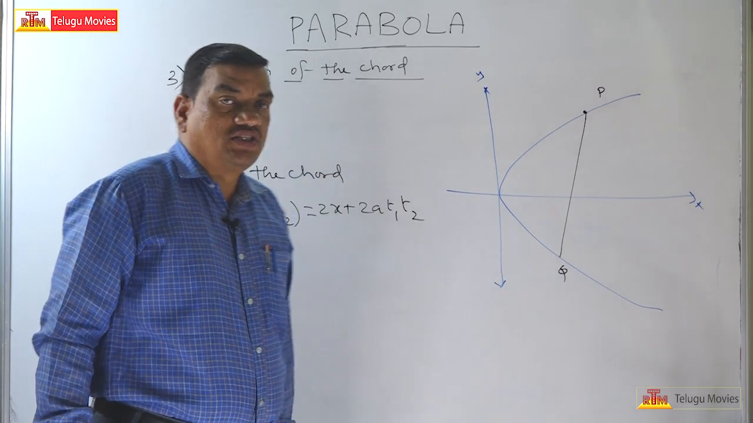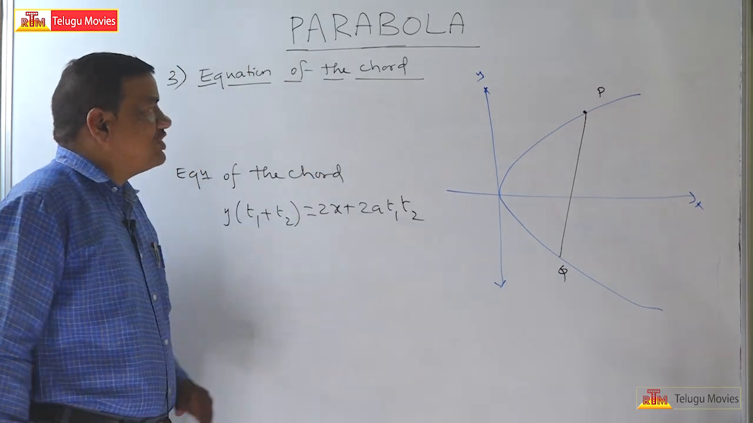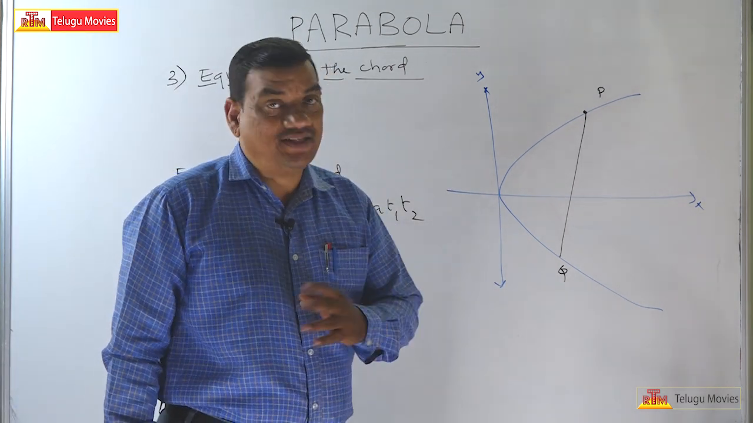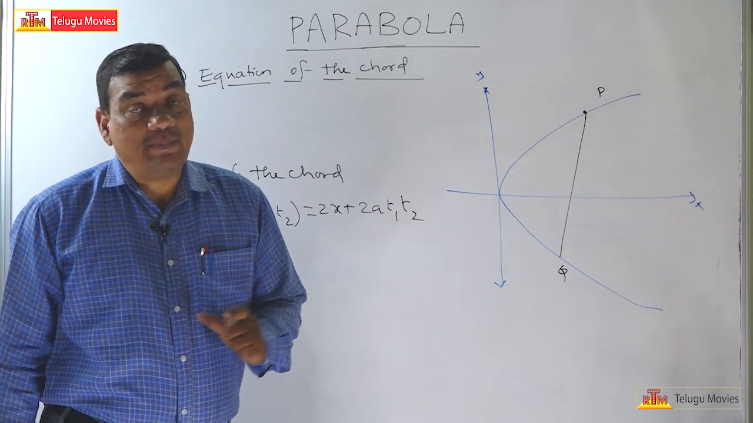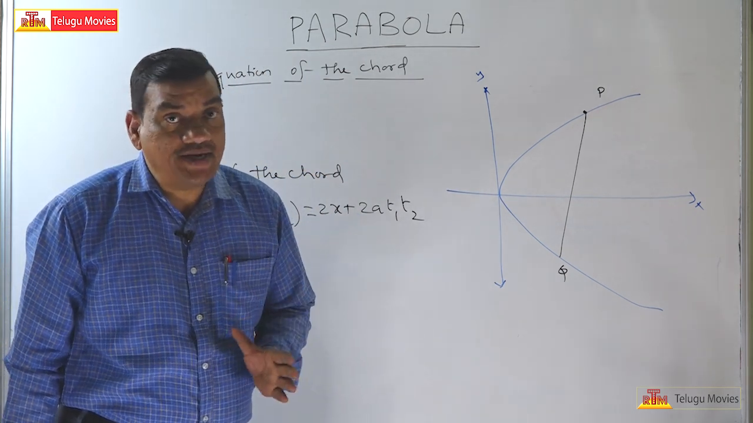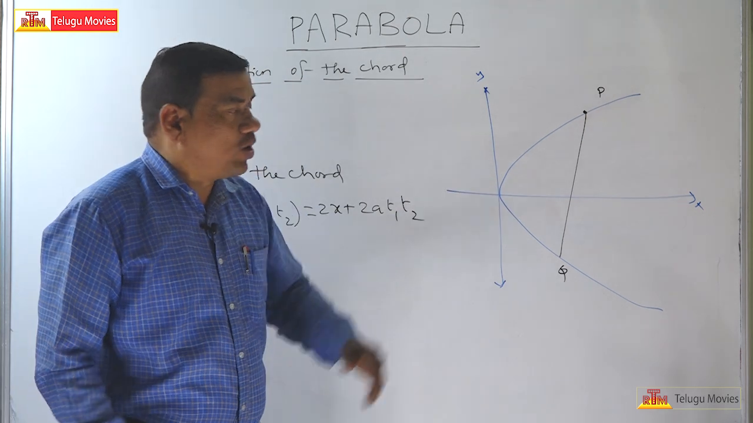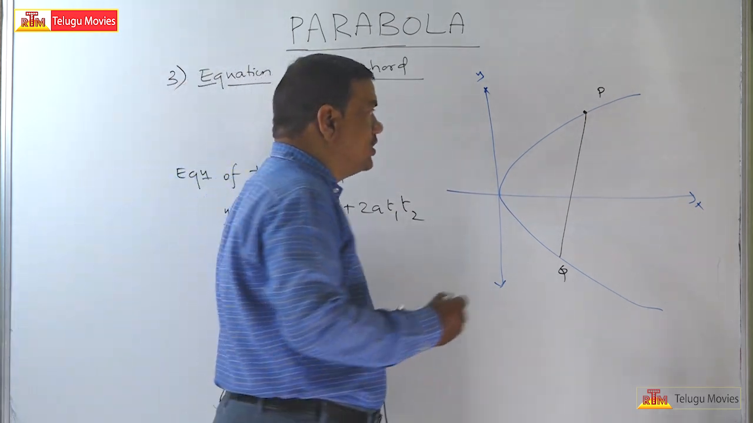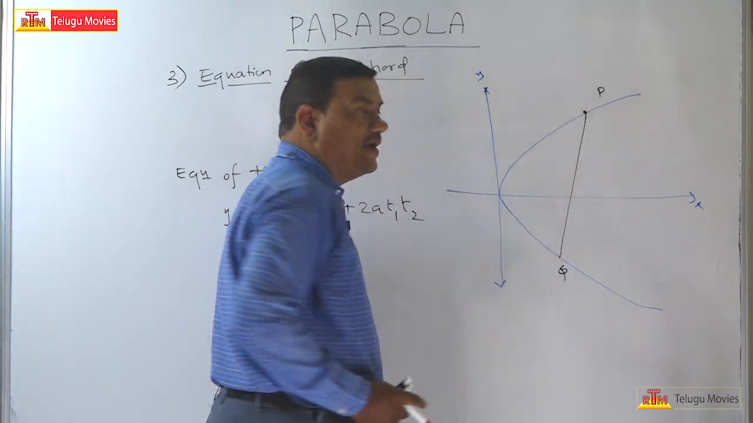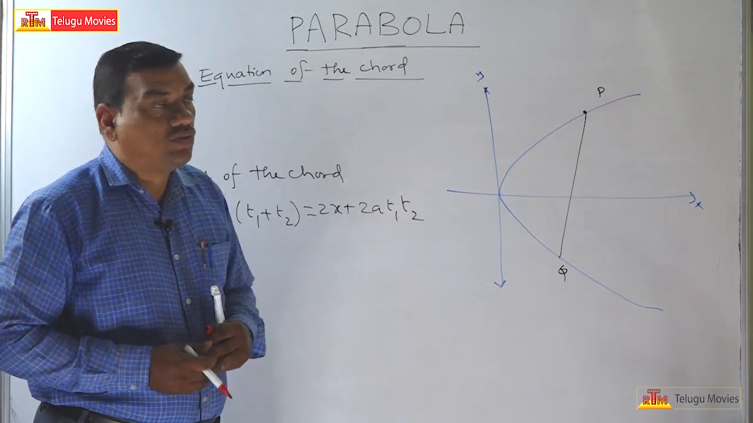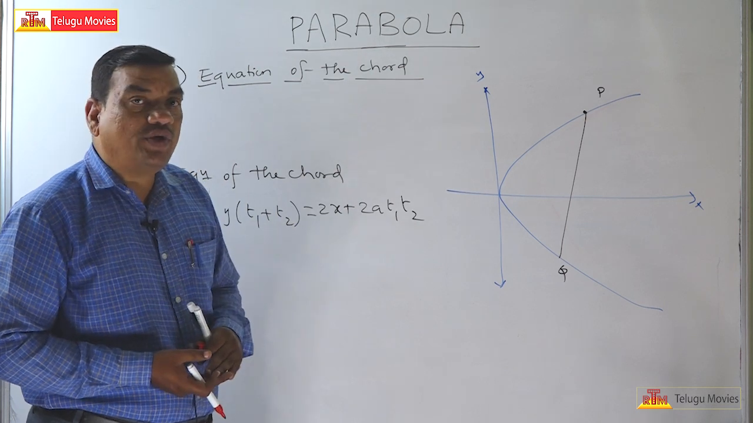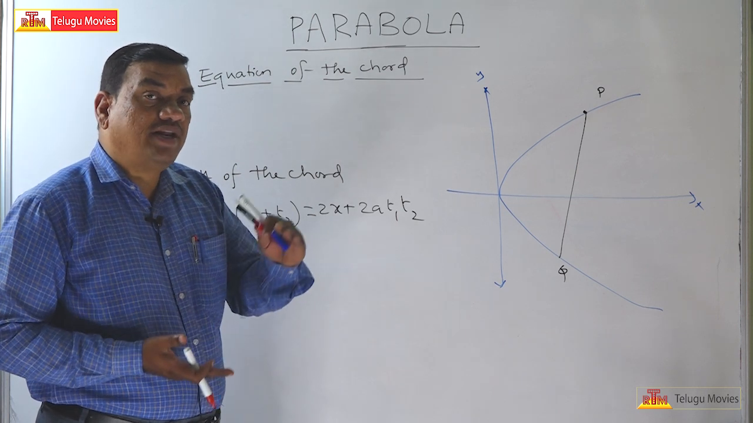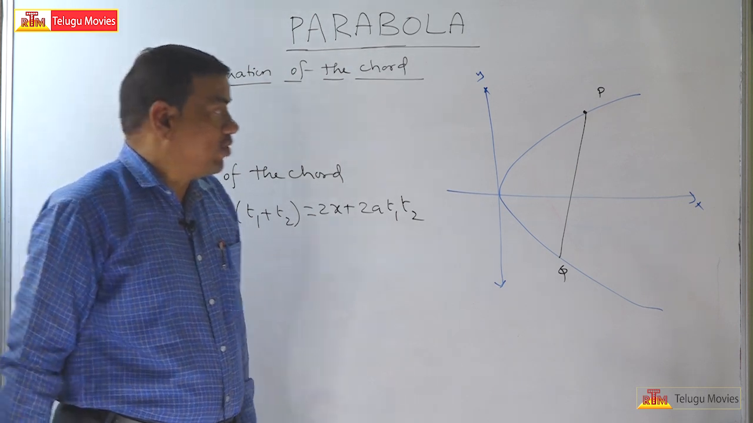Welcome to this concept. This concept is the equation of the chord. We know the definition of the chord already: it is a line segment joining any 2 points on the curve, the parabola. Let P and Q be any points on the curve; the line segment joining PQ is called a chord of that parabola.